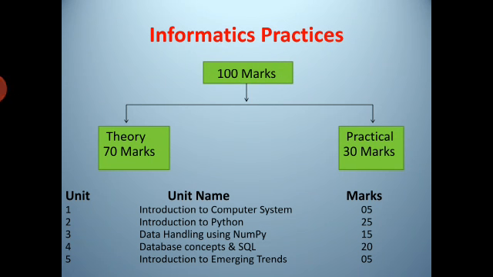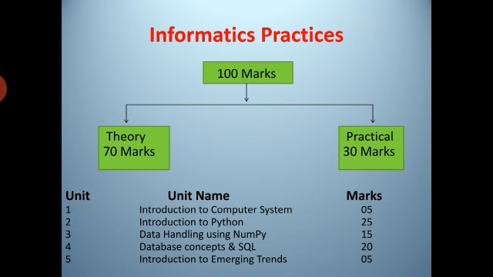First of all, I will tell you the segregation of the Informatics Practices paper. It will be of 100 marks, 70 marks of theory and 30 marks of practical. There are 5 units and I will tell you the segregation of marks as per the units.